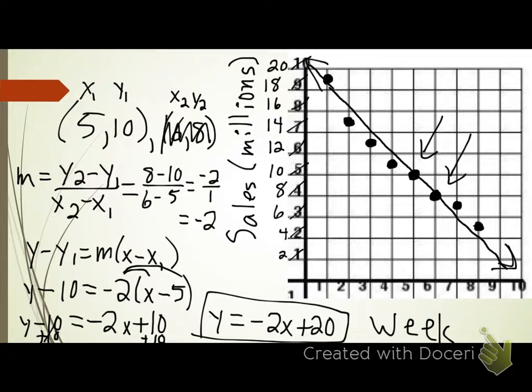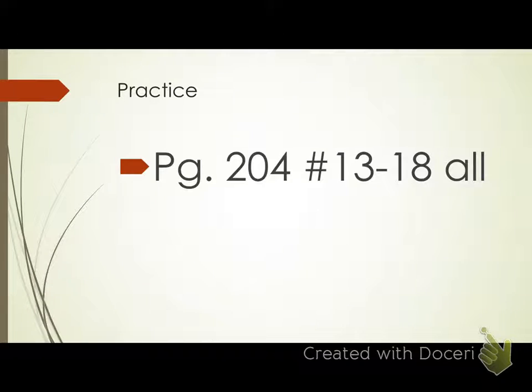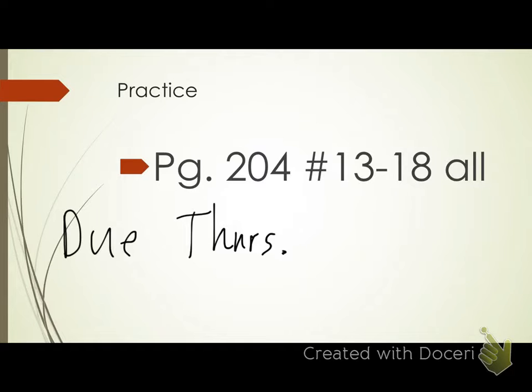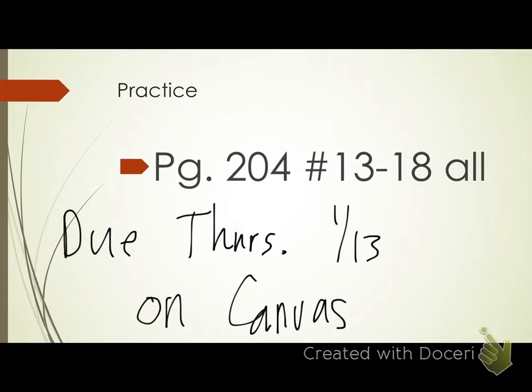Can we make lines of fit on our own now? Yes. All right. Page 204, numbers 13 through 18 all. That's 6 problems. Okay? Page 204, 13 through 18 all. This will be due Thursday, January 13th on Canvas. Are there any questions about my notes before I end the recording? All right, I am going to give you graph paper because it is going to require you to graph some of these scatter plots to create your lines of fit. So I will give you the graph paper.